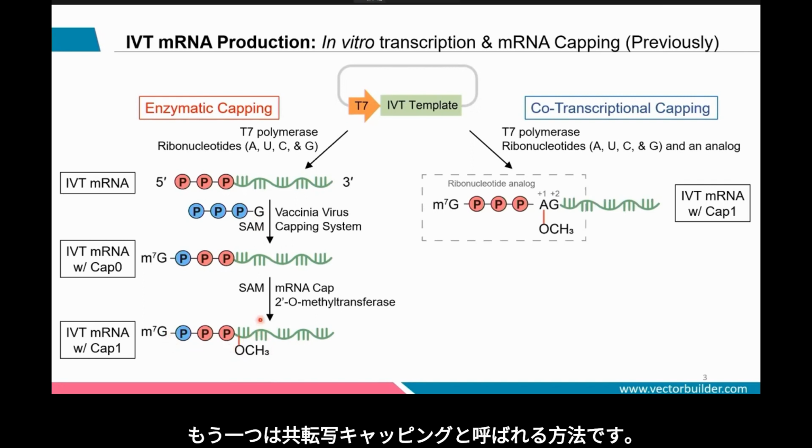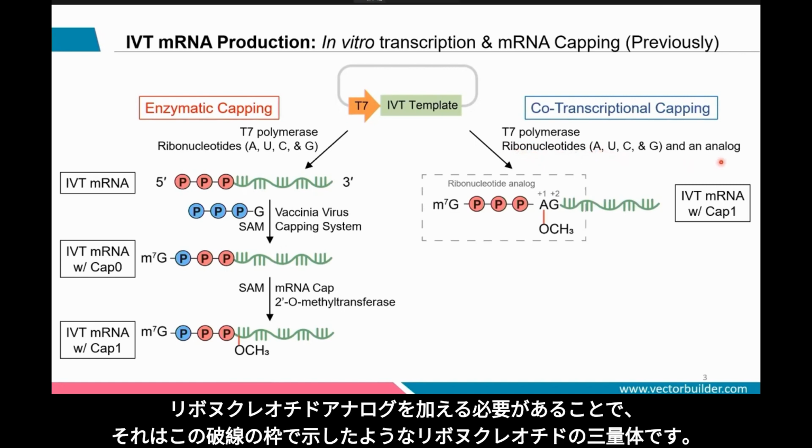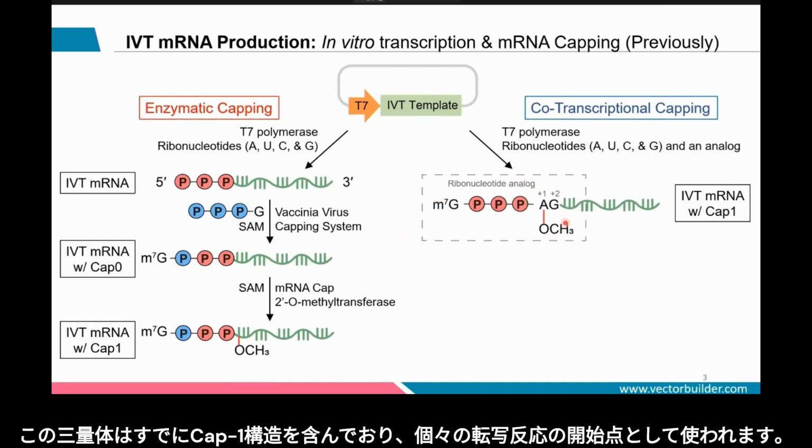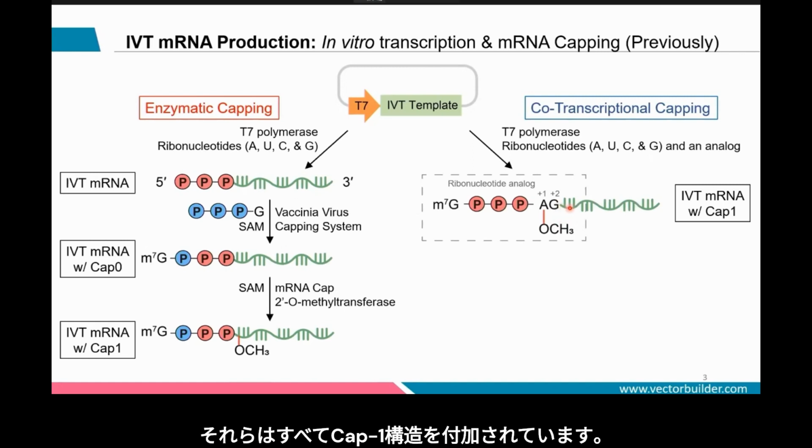Another approach is called co-transcriptional capping. What is different for this method is that in addition to T7 polymerase and ribonucleotides, you also need to add a ribonucleotide analog, which is a trimer of the ribonucleotides, as shown in this dashed box. This trimer already contains the cap1 structure, and it will be used as an initiation point for the in vitro transcription reaction. As you can imagine, every nucleotide added after this trimer will become the IVT mRNA, and they all have the cap1 structure.